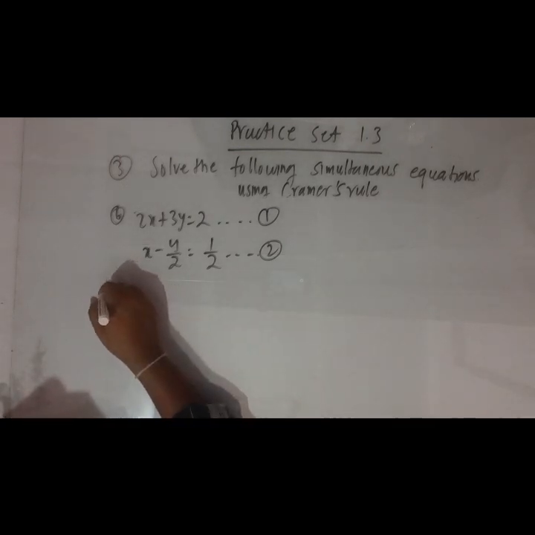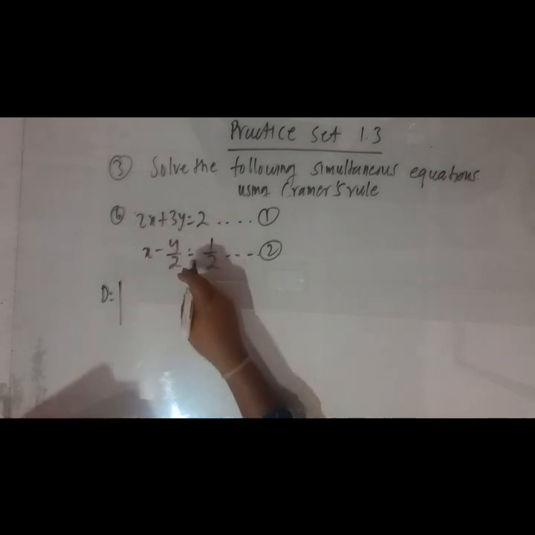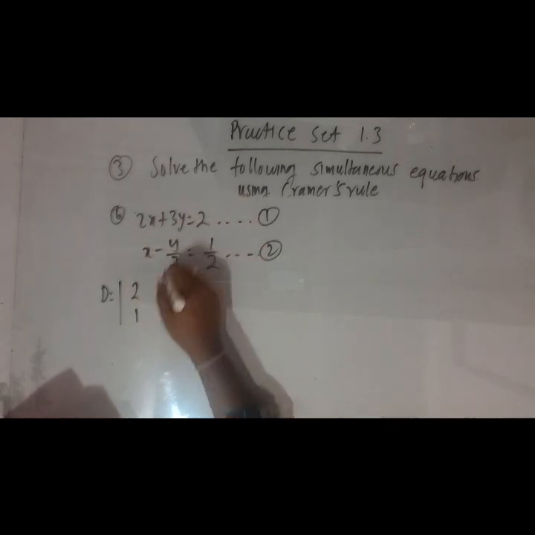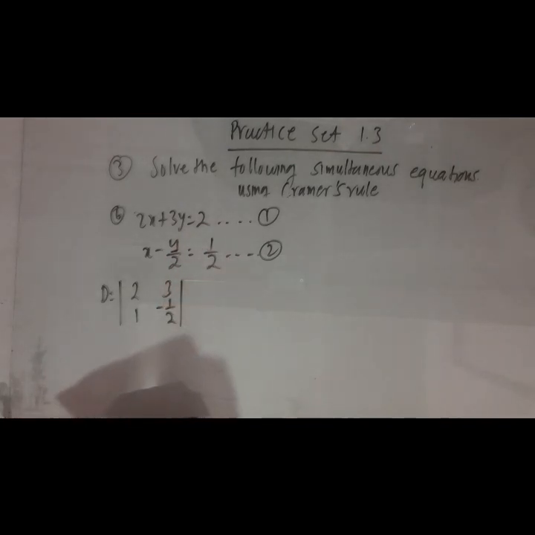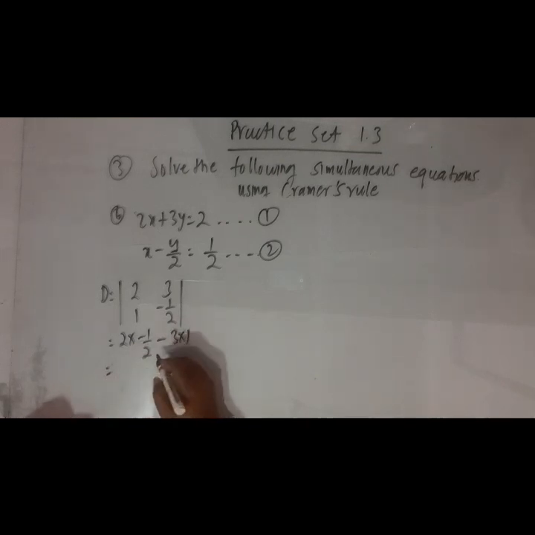First you have to find d. To find d, you take the coefficients of x and y of this simultaneous equation. So 2, 3, 1, and here y upon 2, so the coefficient of y in this case will be minus 1 upon 2. Cross multiply: 2 into minus 1 by 2 minus 3 into 1. So this is minus 1 and minus 3, that is minus 4. So the d value is minus 4.